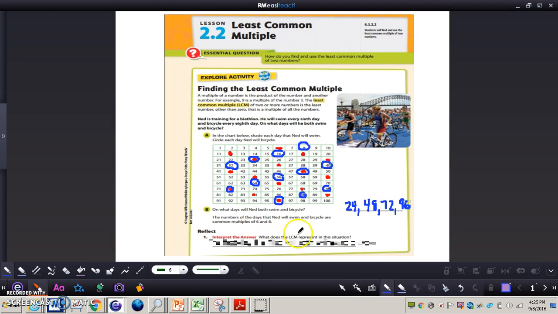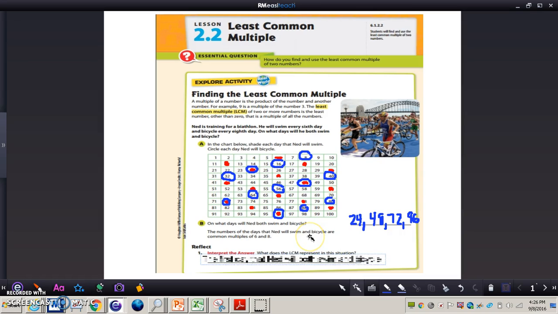So what does the least common multiple represent in this situation? We can see that the least common multiple, in other words, the multiple that's the least out of all the common ones, which would be 24, that's the first day that Ned will both swim and bicycle. So Ned probably is not looking forward to that 24th day. Okay, so to find the least common multiple, list all the multiples out, compare the two lists, and then the number that's least, or that comes first in that list that's common for both of them, is the LCM.